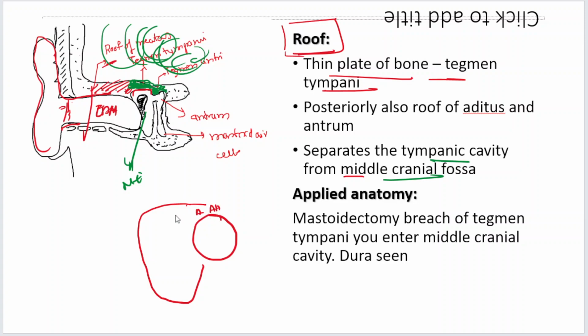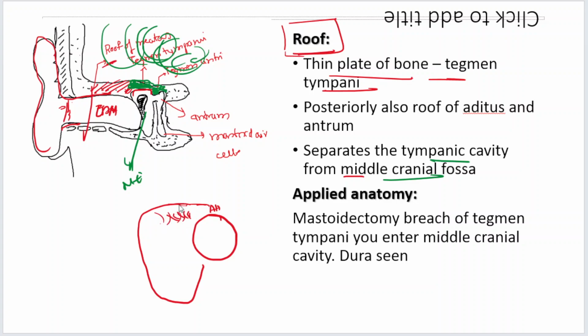Okay, and this is the antrum. Now you start drilling in this area to explore, to come to the antrum. Once you have come to the antrum, you will be able to see and demarcate the mastoid air cell system.